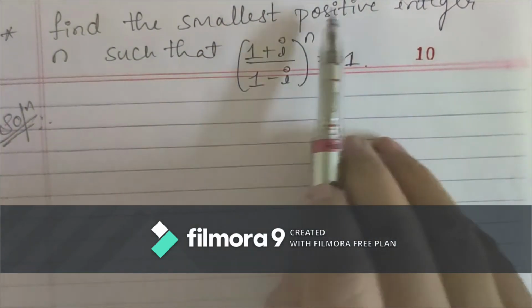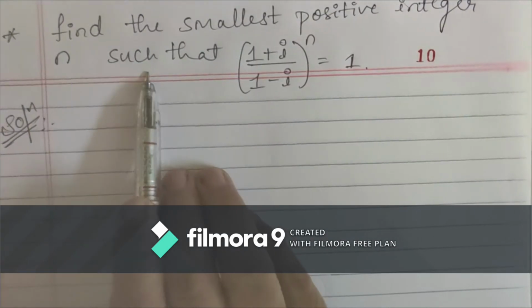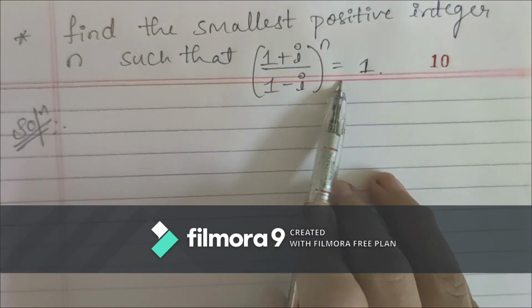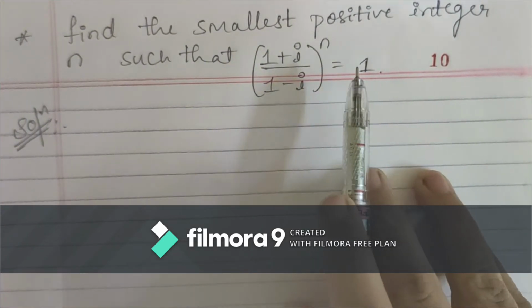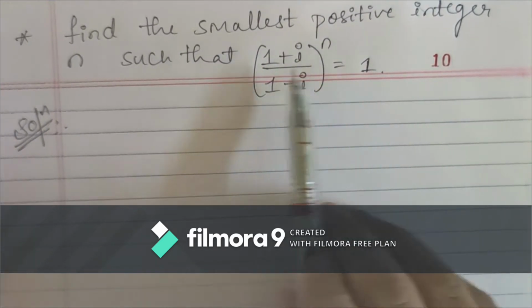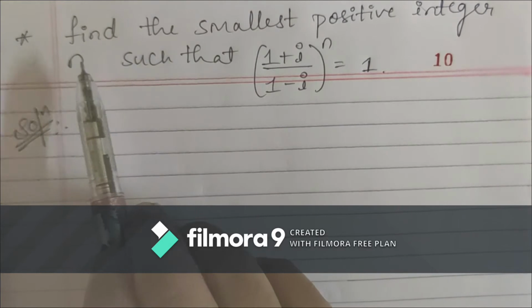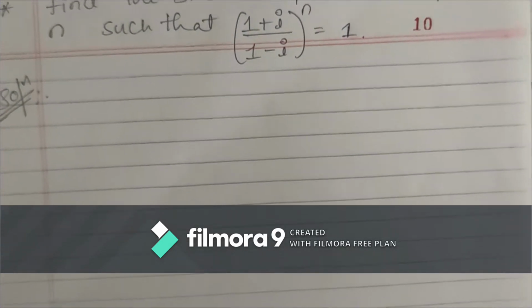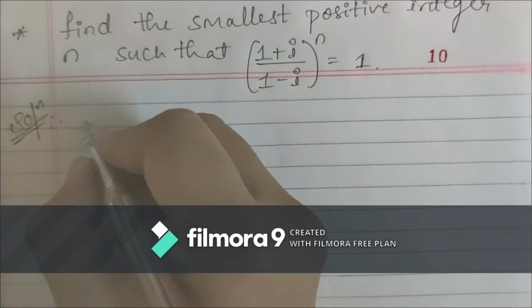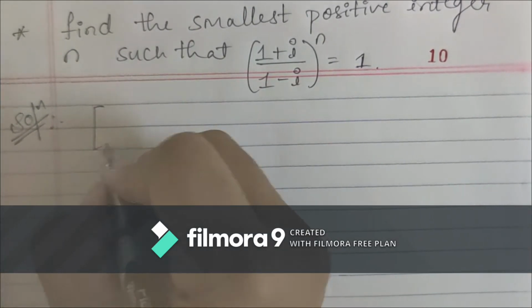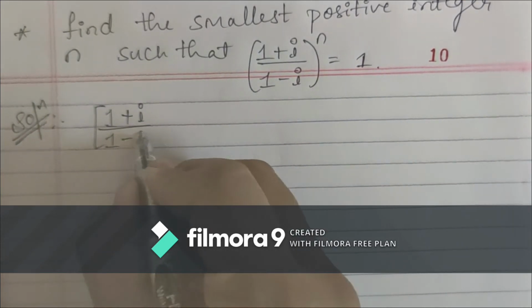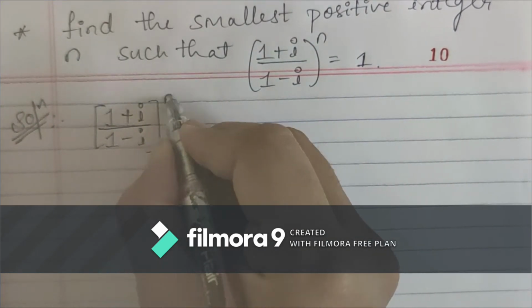Find the smallest positive integer n such that ((1 + i) divided by (1 - i)) whole raised to n is equal to 1. We need to prove this LHS part is equal to 1, and also we need to find the value of n. So see here. Let us consider this as 1 + i. We will equate both the parts so that we get the value of n.